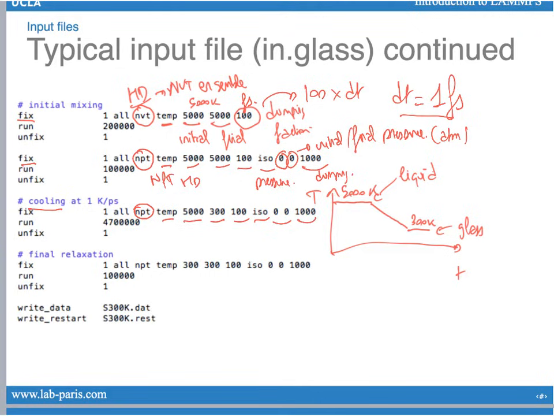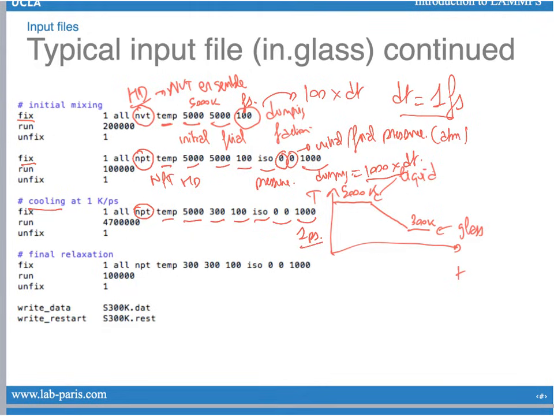Again, we need to put the damping factor. In the case of the pressure, typically a good number for the damping factor is 1000 times the time step. In this case, the time step is 1 femtosecond. So a damping factor of 1000 femtoseconds, or 1 picosecond, is a good number.